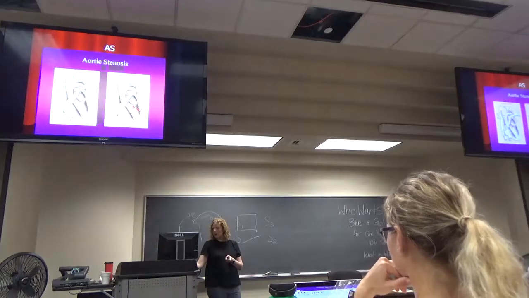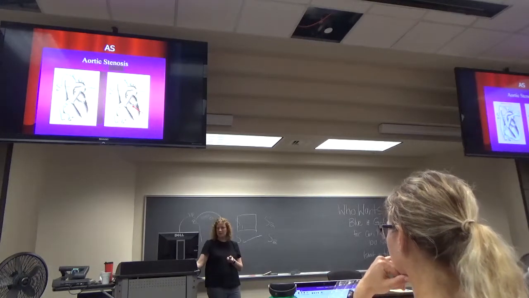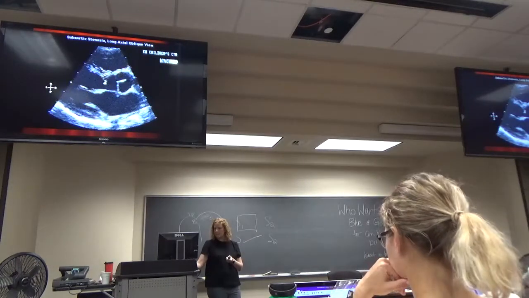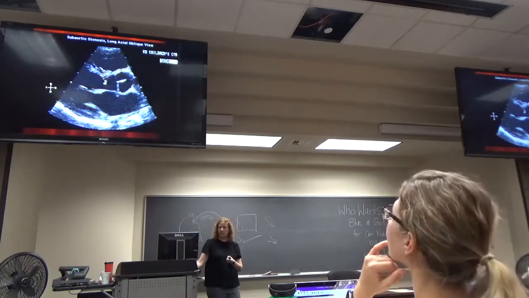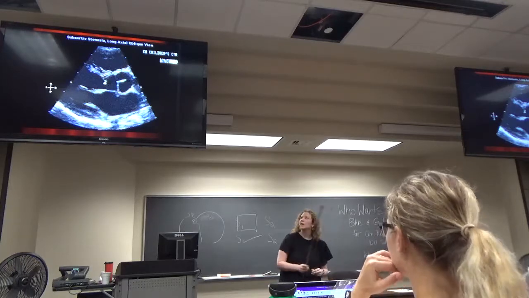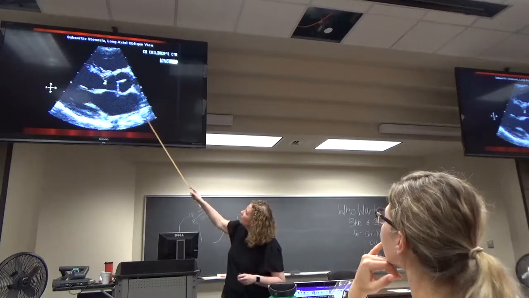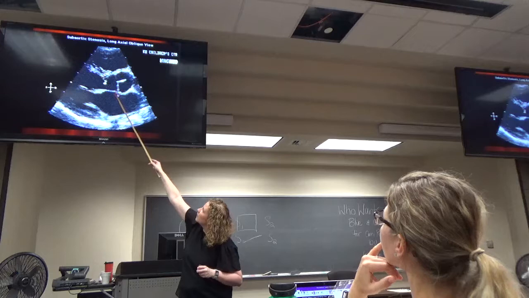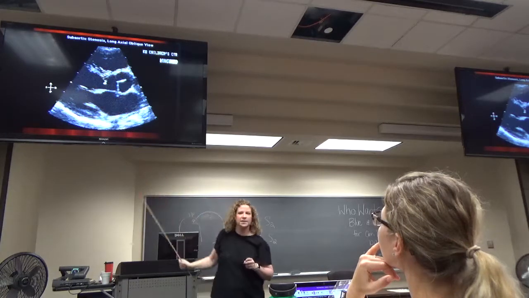So this is what aortic stenosis looks like. We've talked about this. So this is your subaortic membrane that you see. I'll use the pointer. So this is your aortic valve. That little membrane right there is your subaortic membrane, so you guys can see it.